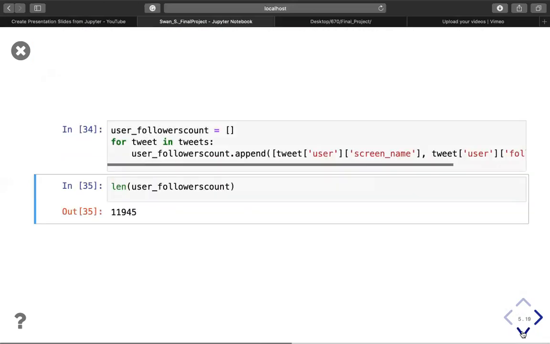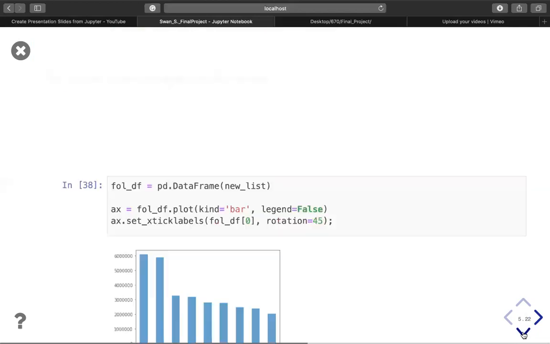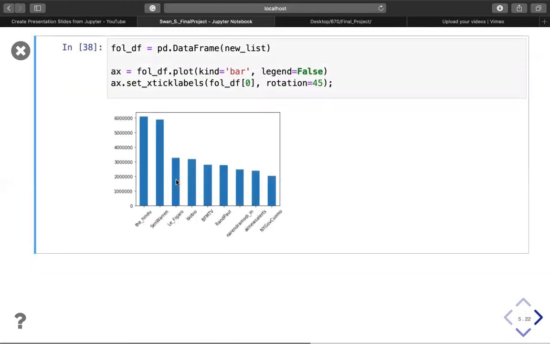Here I just wanted to see the popularity of the people that are tweeting this. And here I thought I got some really interesting information. I mean, 6 million followers, crazy. I thought it was interesting that I got some politicians in here as well: Senator Warren, Ron Paul, Governor Cuomo. It makes sense that politicians would be tweeting about this, but these tweets are being seen by a vast majority of people. I mean, 2 people have almost 6 million followers. So a lot of people.